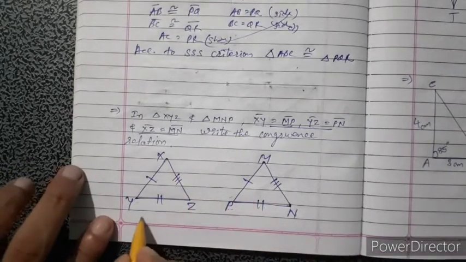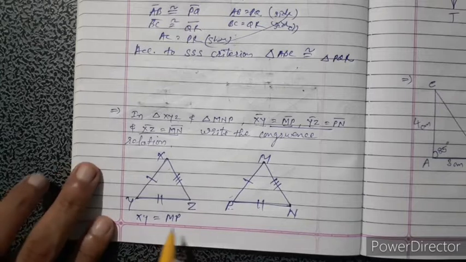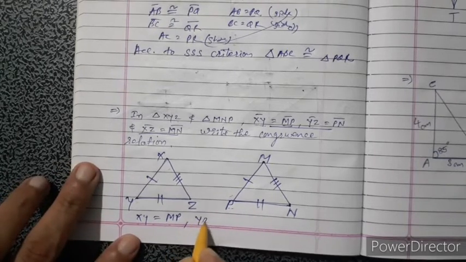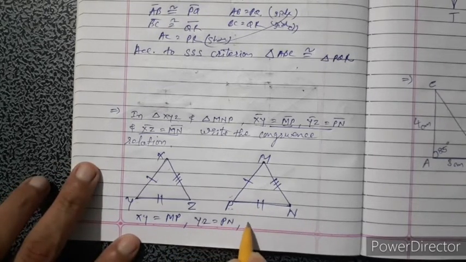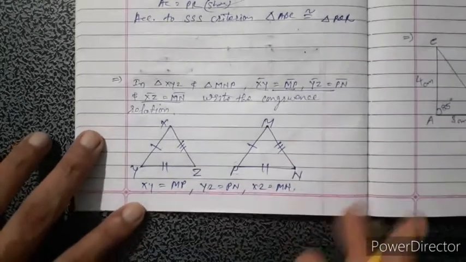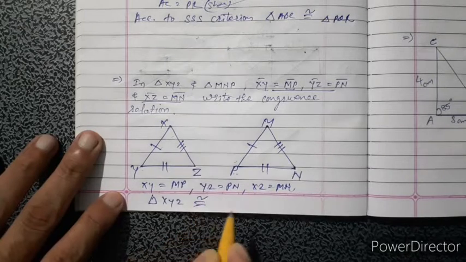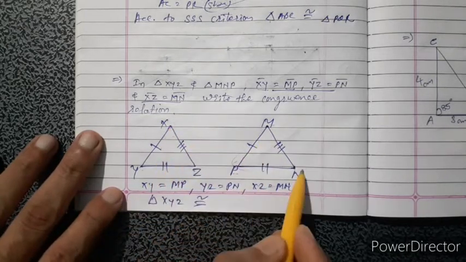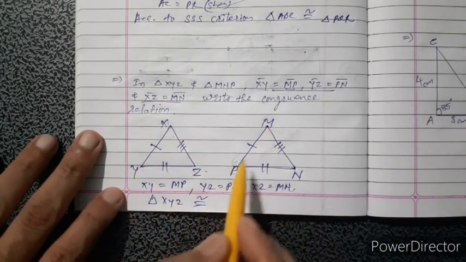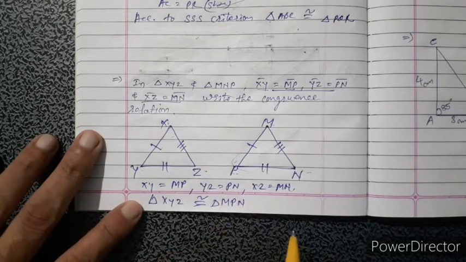Then you just write down the criteria. XY equal to MP. Then YZ equal to PN. Then XZ equal to MN. So triangle XYZ is congruent with, according to this one, the same here, MPN. Triangle MPN.